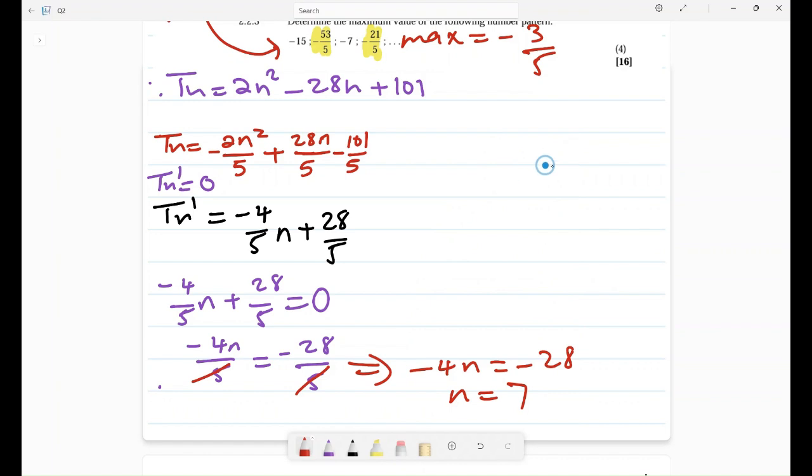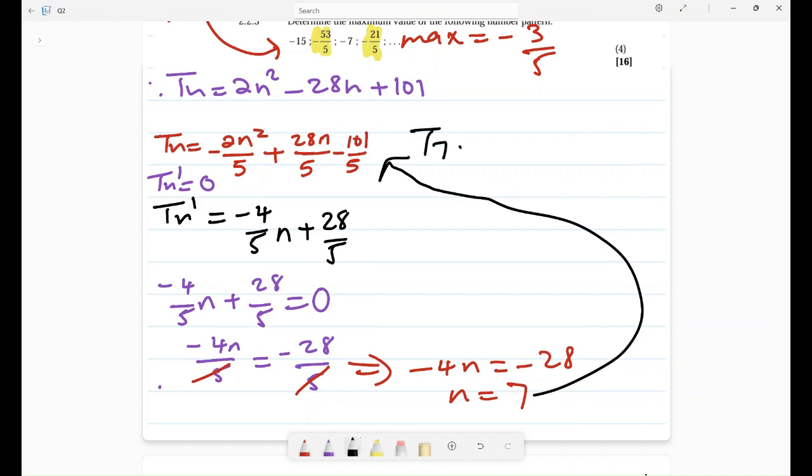Then what do I do actually? From here, I take this n to this equation. Therefore, after substituting, T7, which is my max, I get negative 3 divided by 5 again, right?